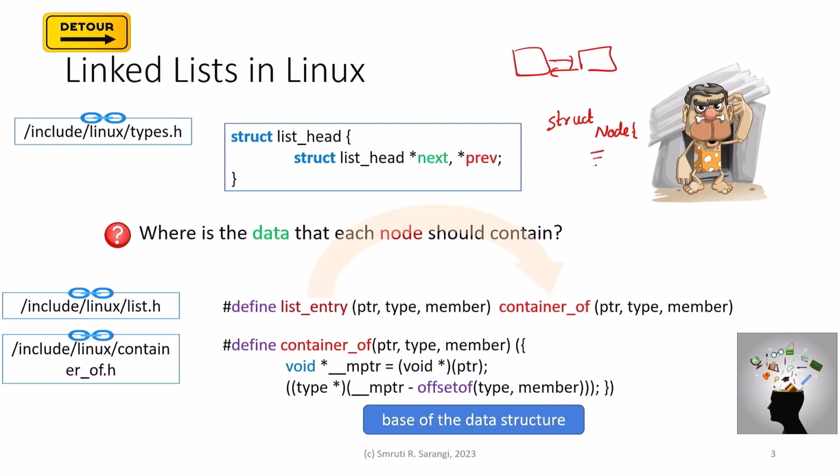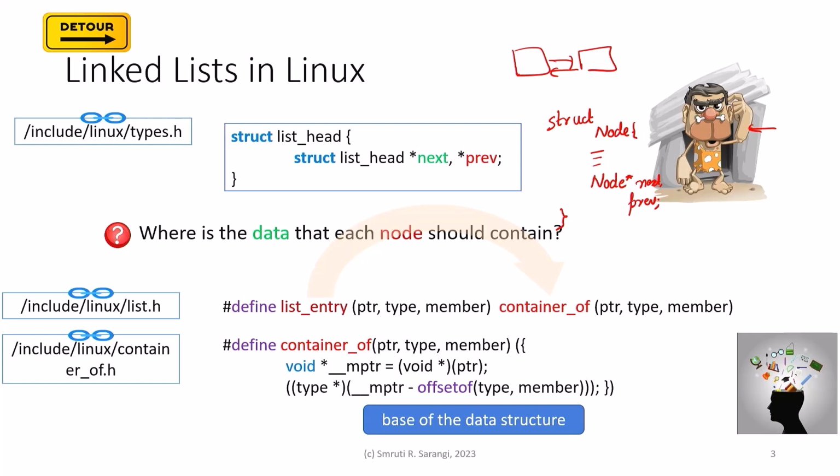Then you'll have some int x, int y, whatever is the payload. Then you will have a node star next and previous. That is what you will have, right? But the point is that, if you look at this guy over here, our friend, he is clearly telling you this is not going to work.